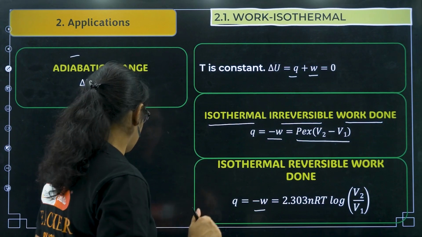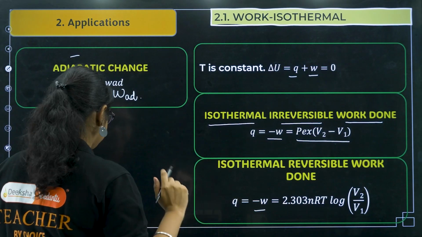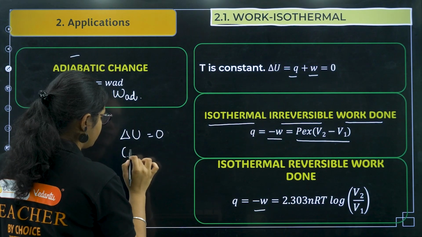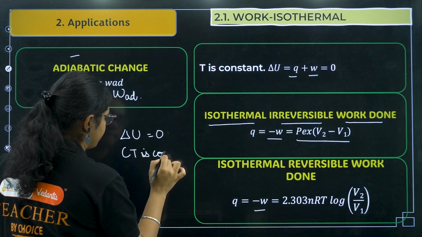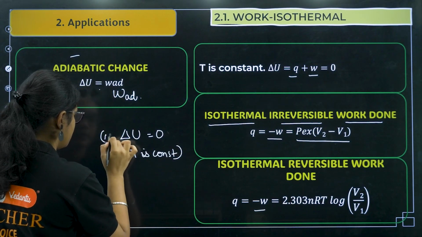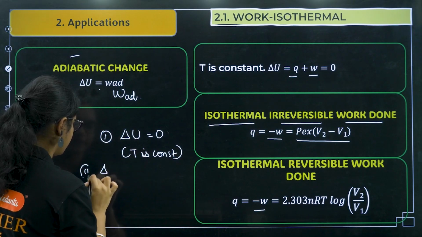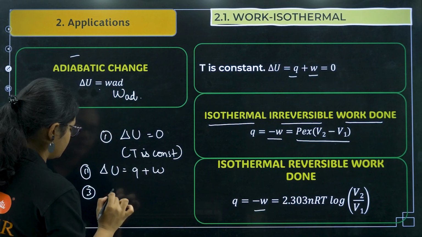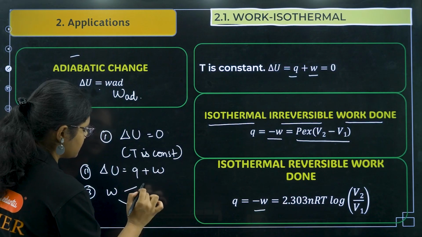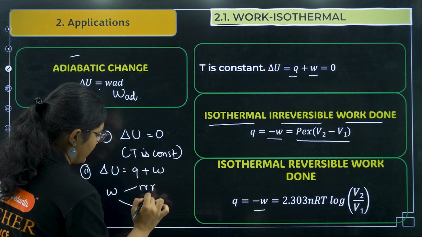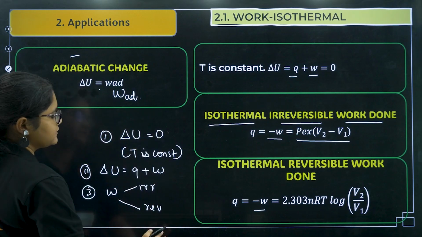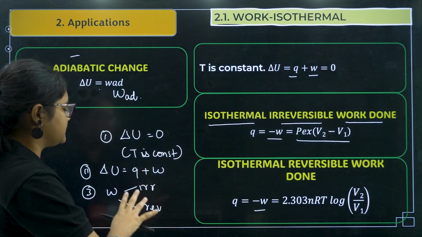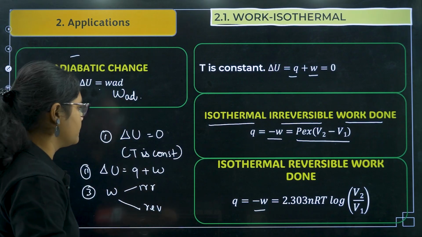Okay, so what all things have we learnt till now? See, we have delta U equal to 0 if temperature is constant, first thing. Next we learnt second thing, delta U is equal to Q plus W. Third thing that we learnt is the W formulas for irreversible and for reversible. These three things we have learnt till now, okay. All others are derived from here and there, but yes, these are the basic things that we learnt now.